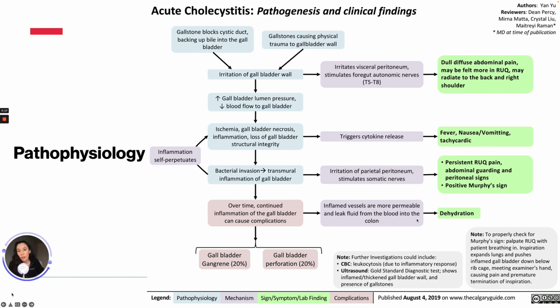Due to continued inflammation, inflamed vessels are more permeable and leak fluid from the blood into the colon, which leads to dehydration. The chart also gives some diagnostic information at the bottom. I feel like there's a lot of good information on this chart. It also tells you how to properly check for Murphy's sign. You palpate the right upper quadrant with the patient breathing in. Inspiration expands the lungs and pushes the inflamed gallbladder down below the rib cage, meeting the examiner's hand, causing pain and premature termination of inspiration. That is what you'll see with Murphy's sign.